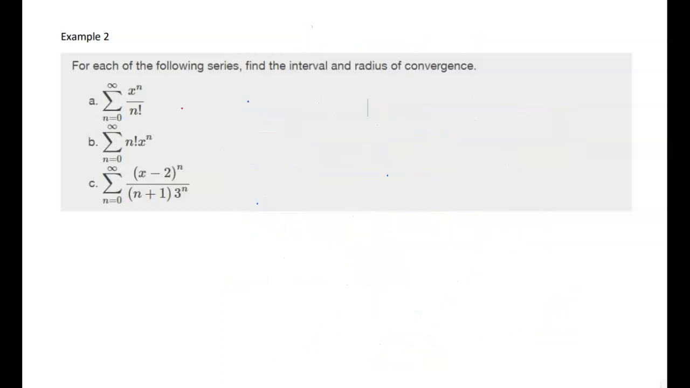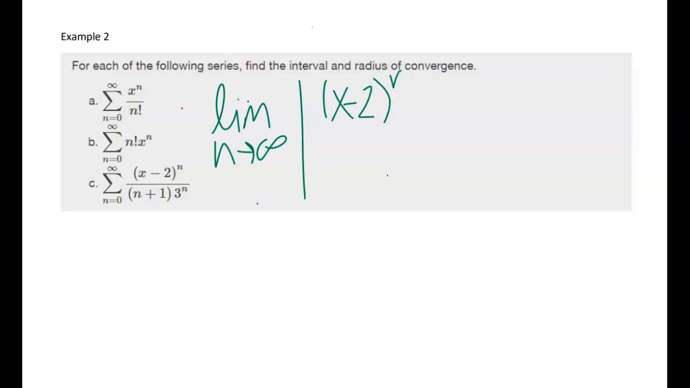All right, last one. So let's look at the limit as n goes to infinity of (x minus 2) to the n plus 1 over (n plus 1 plus 1) times 3 to the n plus 1. Now instead of dividing by the n term, I'm going to multiply by the reciprocal.